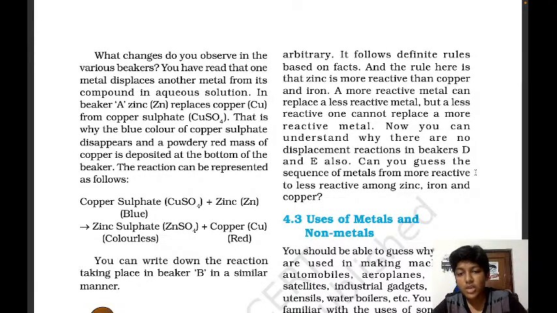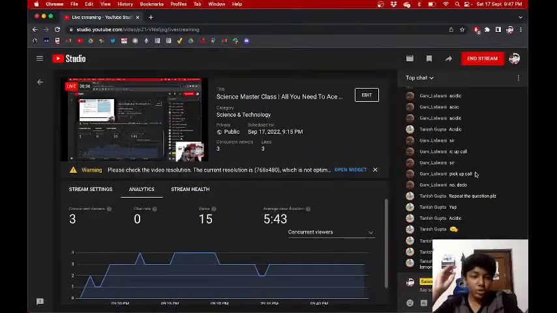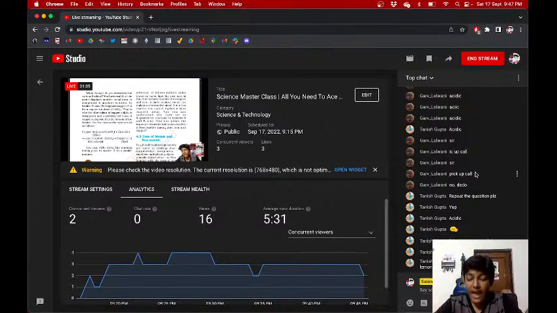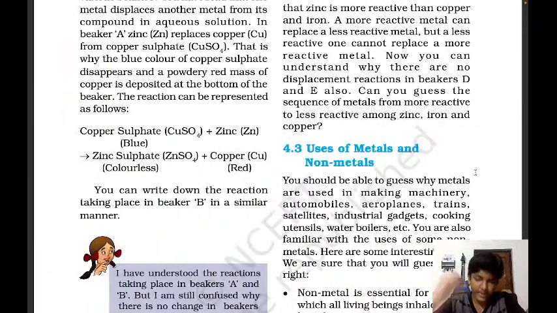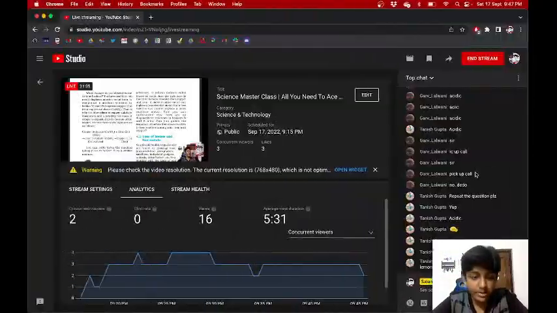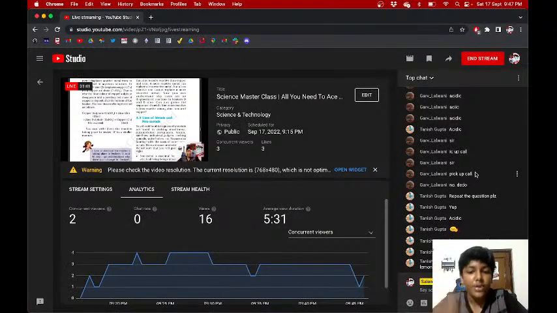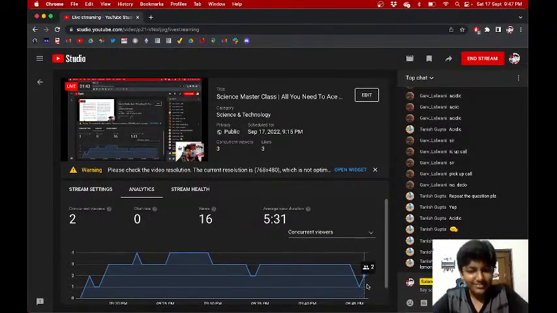Can you guess the sequence of metals from more reactive to less reactive among zinc, iron, and copper? So valencies are not coming, but reactivity series is coming, right? So you need to know the reactivity series. It should be there in your brain, fixed. Alright.